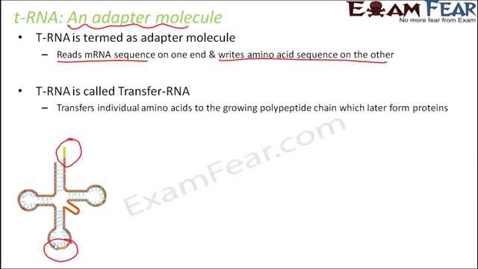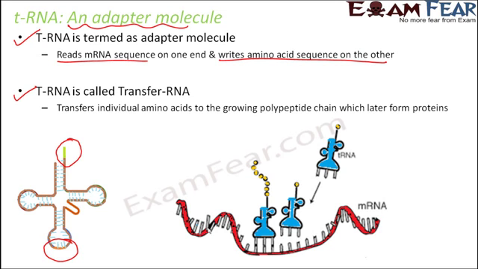As I said, tRNA will continuously keep on adding one amino acid. So it is actually trying to transfer the amino acid to the polypeptide chain, that is the chain consisting of many peptide bonds. So that chain is going to form proteins. That is why it is called transfer RNA.